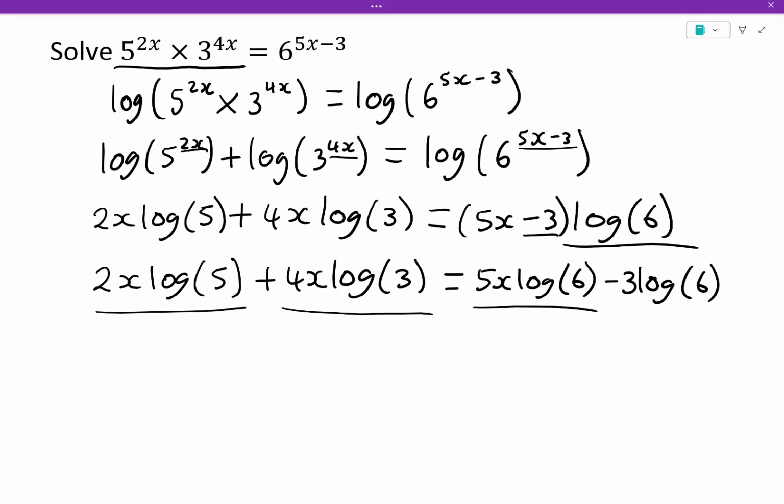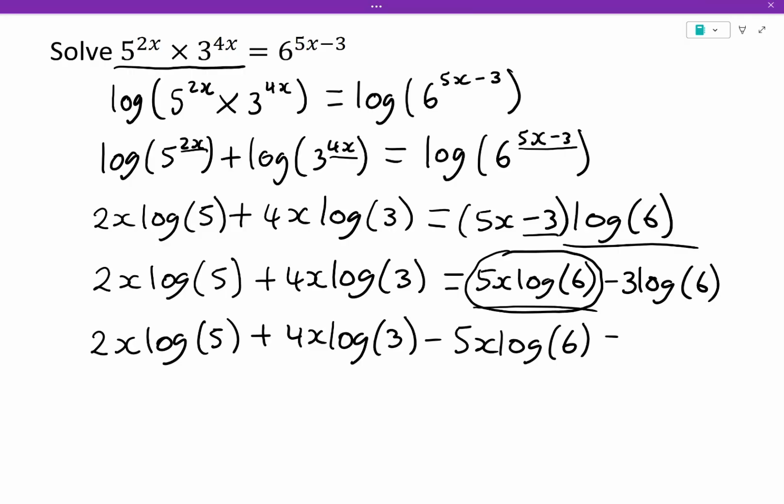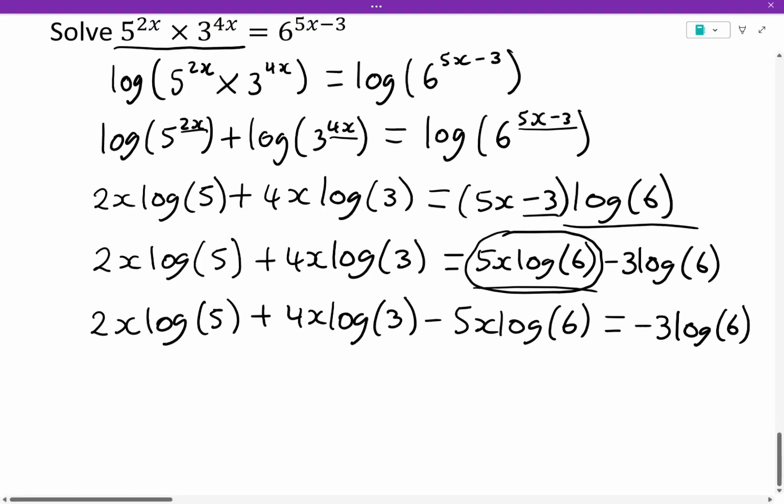I need to get them all to one side. So it's going to be easiest to leave the left-hand side as it is and subtract this one on the right-hand side over. So we would have 2x log 5 plus 4x log 3. And then subtract 5x log 6. And then that is going to be equal to the only other term not involving x, so the negative 3 log 6.